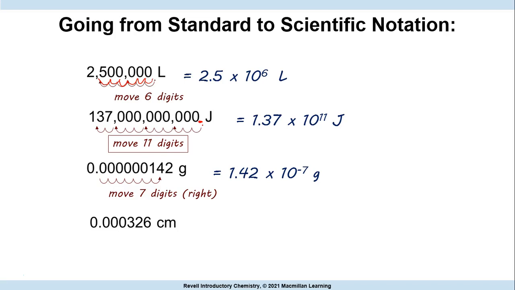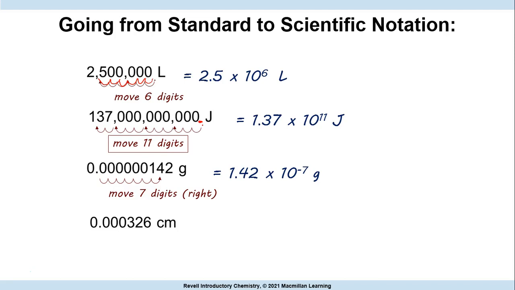Okay, so you have to be careful to remember when it is positive and when it is negative. When you are dealing with a very large number and you want to convert it, remember the exponent is going to be positive. When you are dealing with a very small number and you are moving to the right, the exponent is going to be negative.